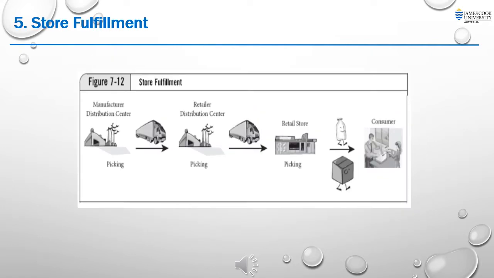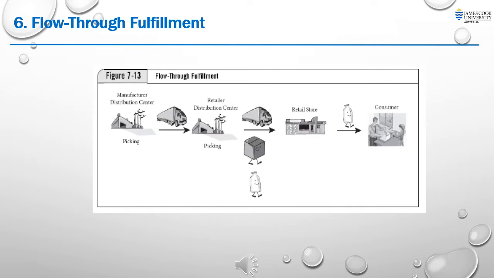Store fulfillment is where the order is placed through the internet, our website or apps, and then sent to the nearest store for customer pickup. That is called store fulfillment. And also we have flow through fulfillment, where the product is picked and packed at the distribution center, then sent to the store for pickup by the customer. So this is the sixth model of fulfillment.